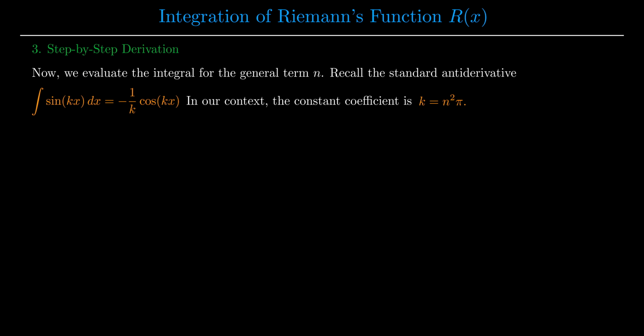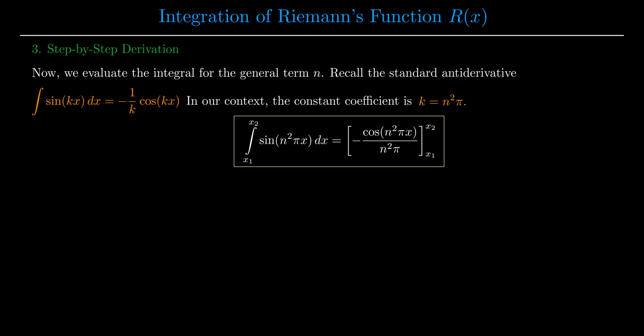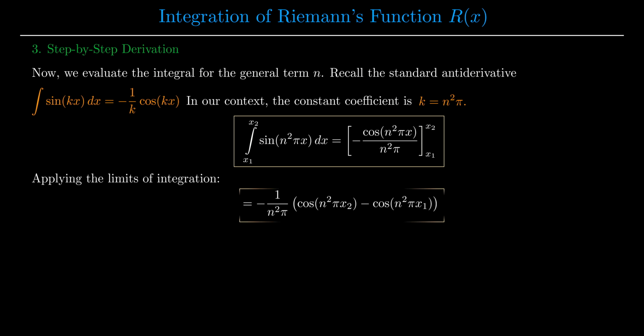Now, we evaluate the integral for the general term n. Recall the standard antiderivative. The integral of sine of kx dx equals negative 1 over k times the cosine of kx. In our context, the constant coefficient k is n squared pi. Applying this, the integral of sine of n squared pi x dx equals negative cosine of n squared pi x divided by n squared pi, evaluated from x1 to x2. Applying the limits of integration, we get negative 1 over n squared pi times the quantity cosine of n squared pi x2 minus cosine of n squared pi x1.